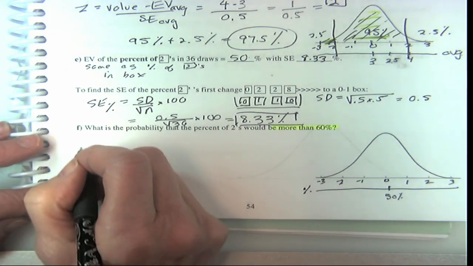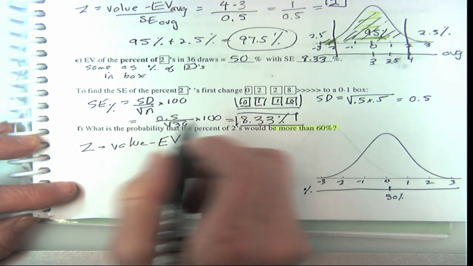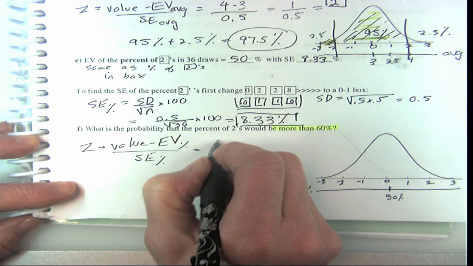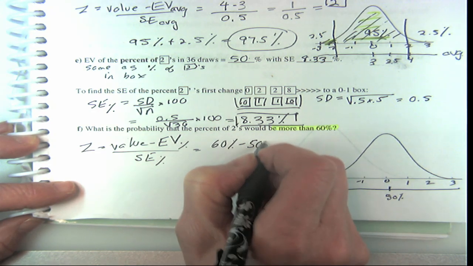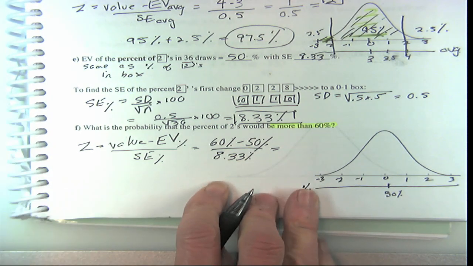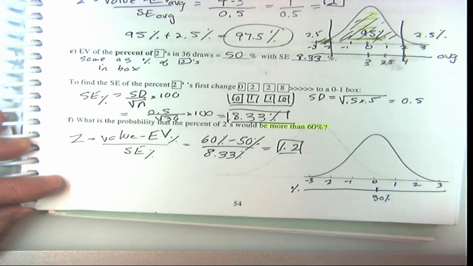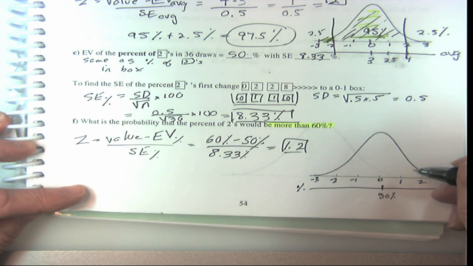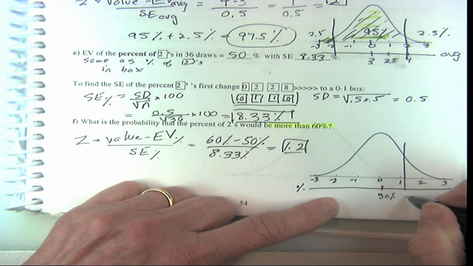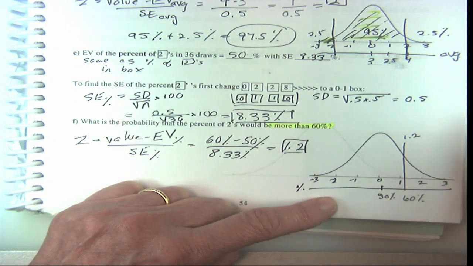So what is it? Z is going to be equal to, again, sorry to write this so many times, but you'll remember it if I do. Okay, so now we have 60% minus 50% over 8.33%. The percents all cancel out, right? And we get 1.2 as our z-score. So that's where 60% lies. We knew it was above 1. There it is. 60% is right there, and that's a z-score of 1.2.